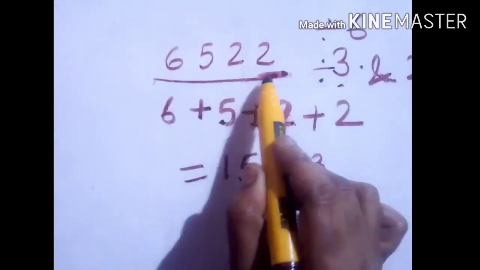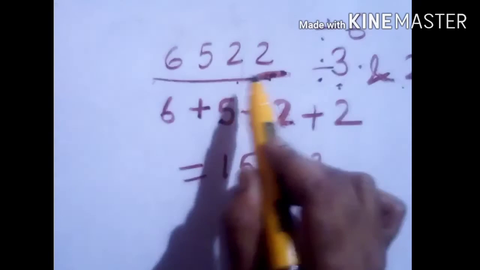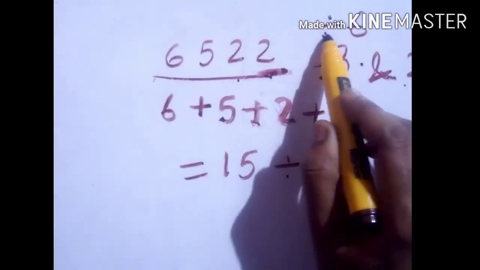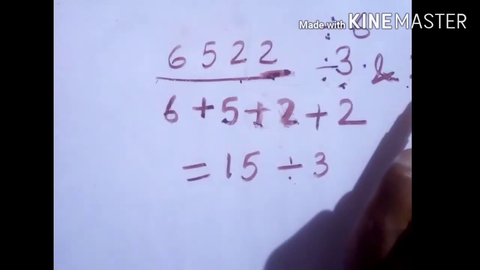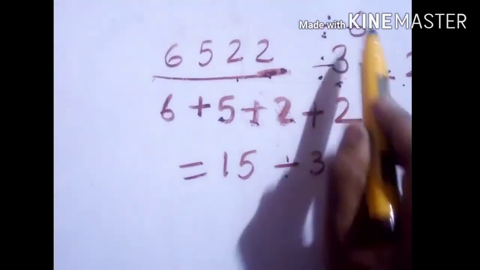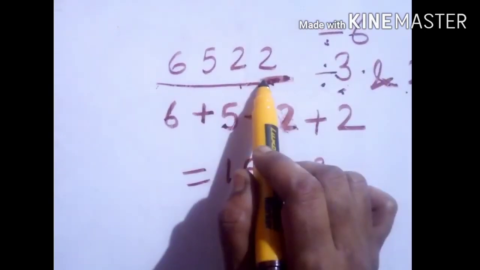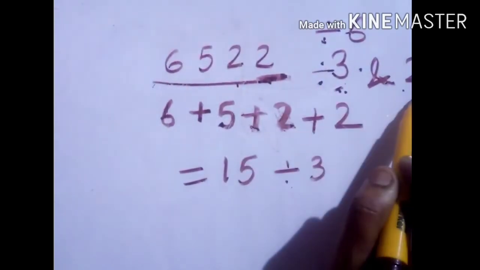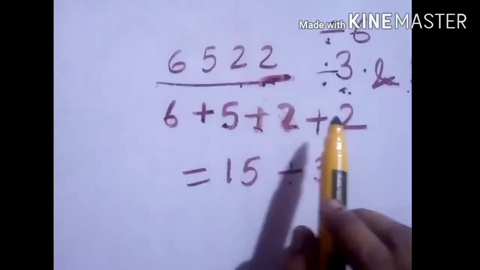If the number is divisible by 3 and 2, the whole number will be divisible by 6 also. Why? Because 3 and 2 are the factors of 6. So if the number is divisible by 3 and 2, then the whole number will be divisible by 6.